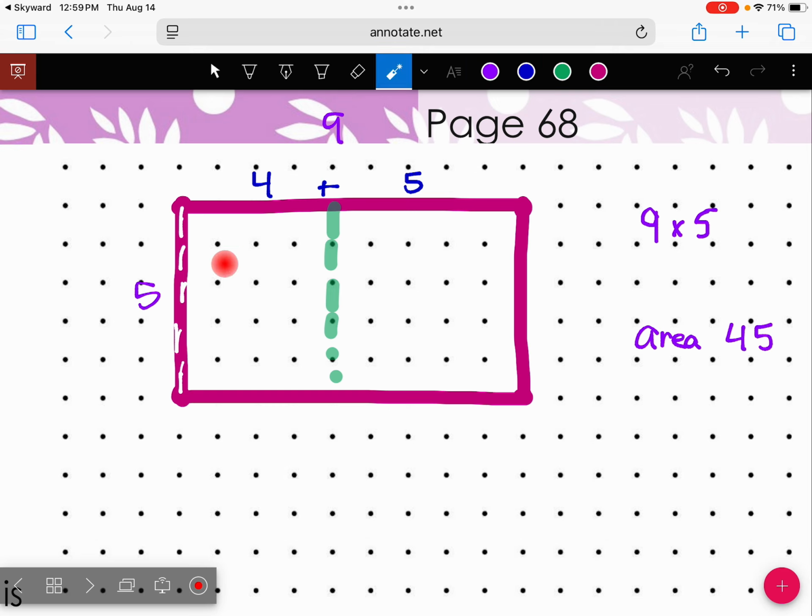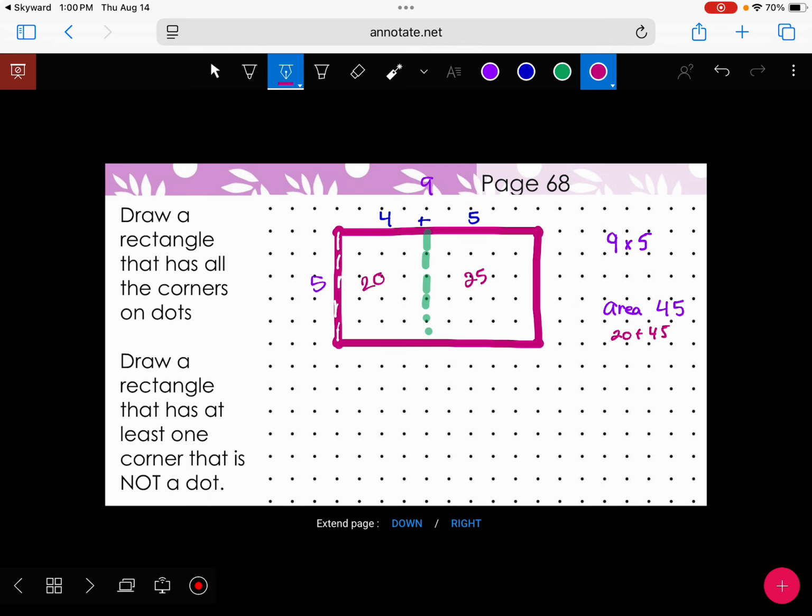And then I know 4 times 5 is 20, and I know 5 times 5 is 25. If I add those together, 45. I get the exact same thing. So we can break these into pieces if we have values we don't know. We know 9 times 5, but seeing this with different numbers sometimes lets us see what's going on. Because the next rectangle we're going to draw has at least one corner not on a dot. Which then technically means we have 2 corners not on dots.